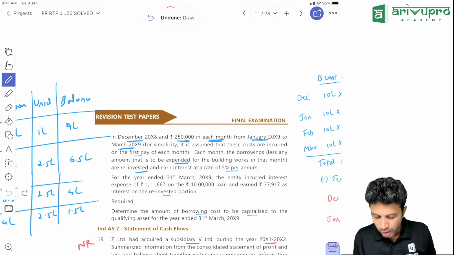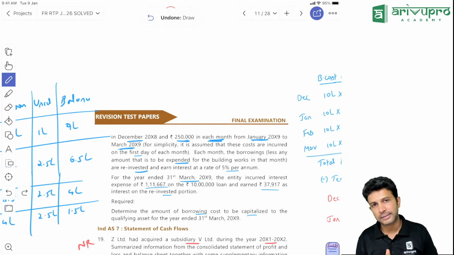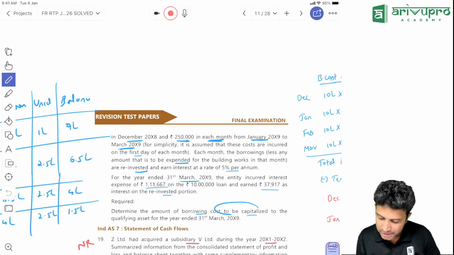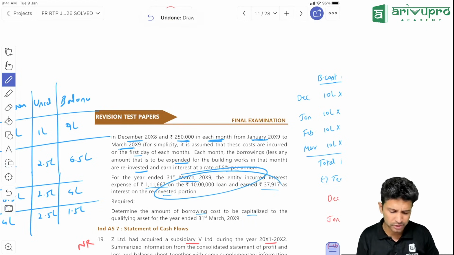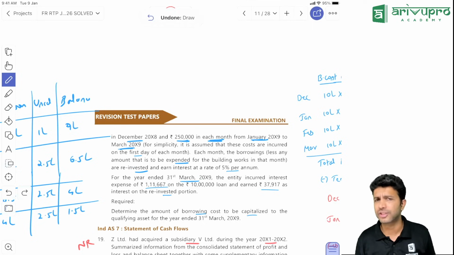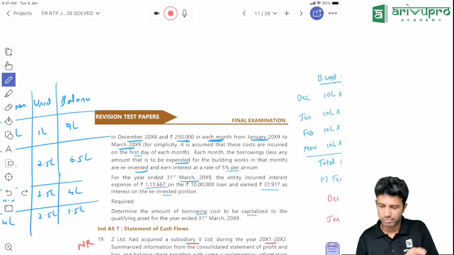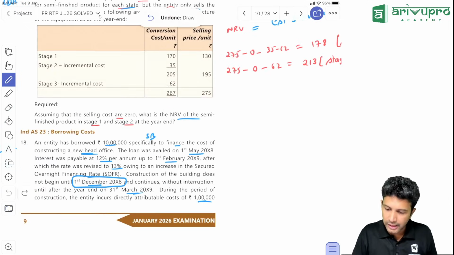For the year ended 20x1, they've given the data. So we need to recalculate that. You need to tell how much is the borrowing cost you will capitalize. All this data is for the whole year. We don't need all that. We can't take this data and do the capitalization because our capitalization period is only December to March. So we can't take this data.